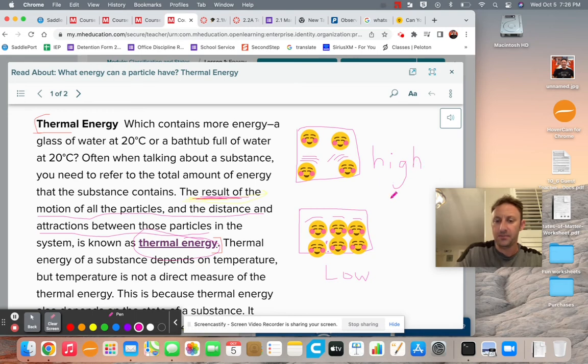high thermal energy. Now, if this one down here is a solid, what do you think this one is? Yeah, absolutely, this would be a gas. So you should go ahead and write that in as well. And this is going to be a solid down here.